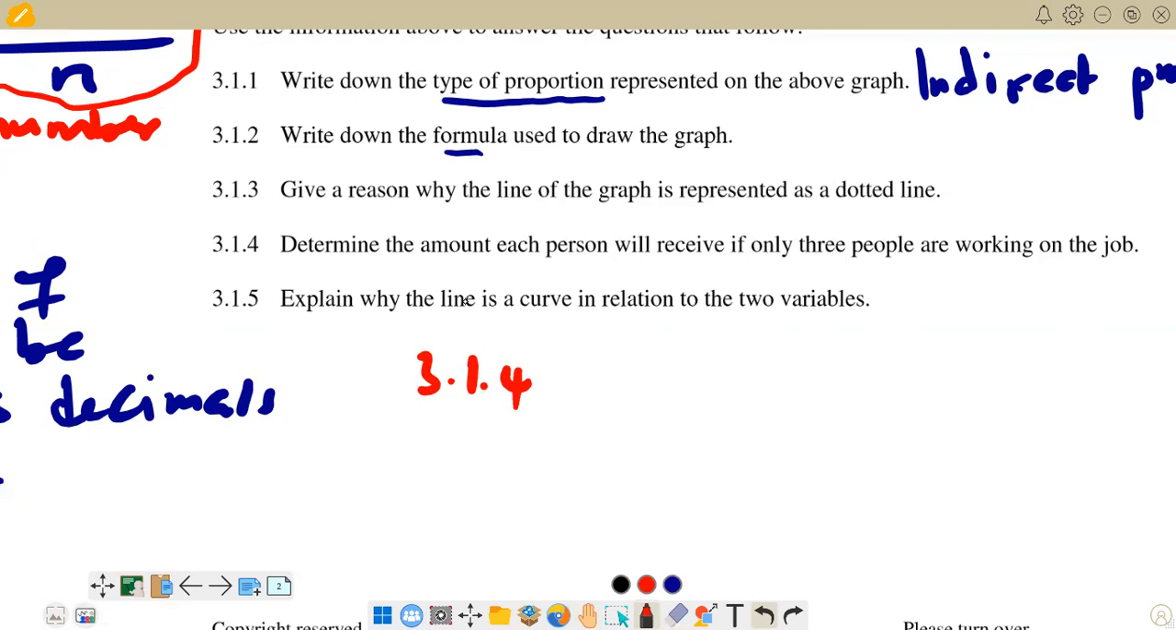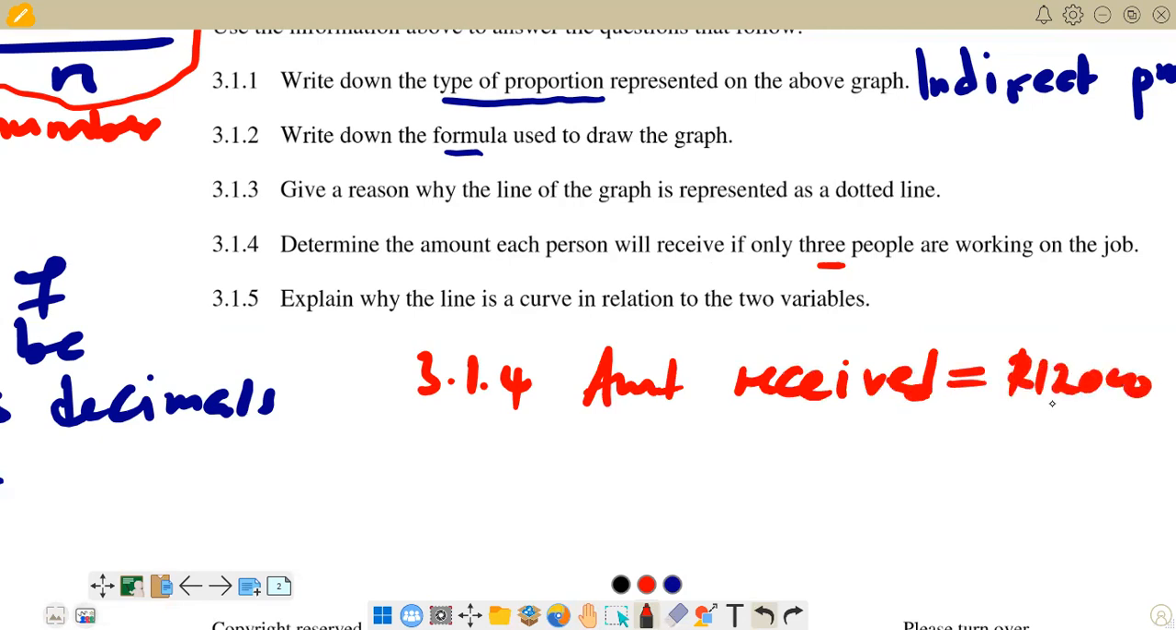And we were saying amount received is equal to 12,000 rands over n. And here we have n, or n is 3 according to 3.1.4. So we are saying amount received is 12,000 rands over n, where n is the number of people. So here we have our number of people. We are specifically told that we have 3 people.